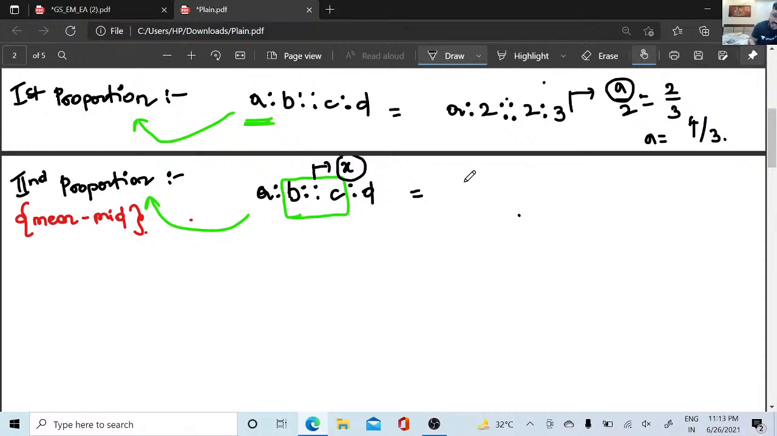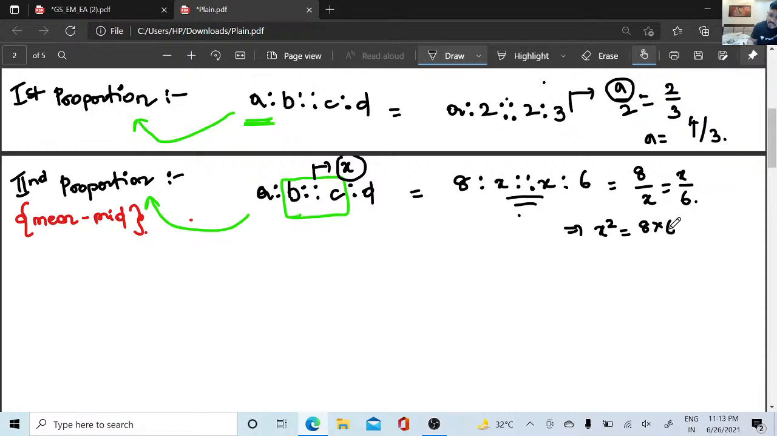So if I get 8 is to x is to x is to 6, what is the value of x going to be here? You can see 8 bar x is equal to x bar 6. So I will get x square is equal to 8 into 6. So what will be the value of x here, people? x is nothing but the square root of 48, since 8 sixes are 48. Root 48 is what you will be getting.